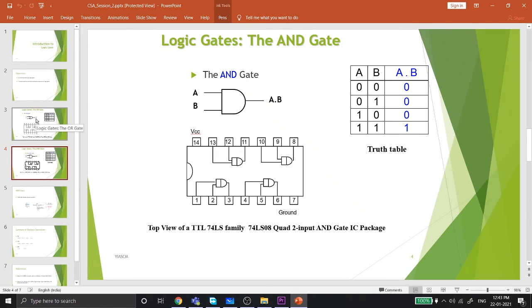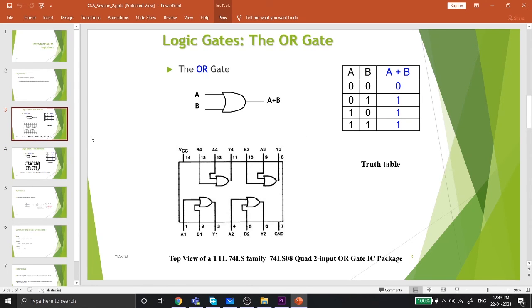AND gate is like, let's say you give someone 5 rupees and they give you something back. That's an AND gate. OR gate is like, give me anything, I'll give you something. That's an OR gate.